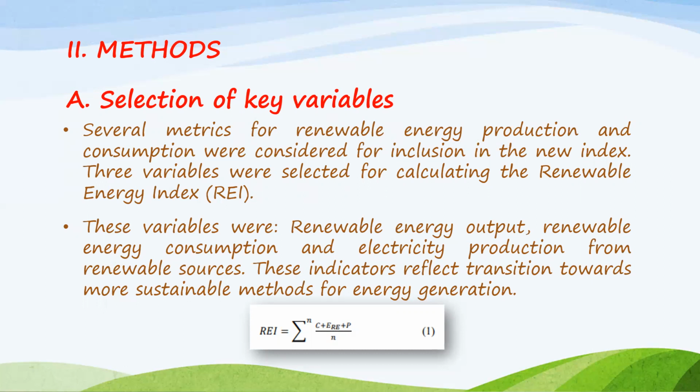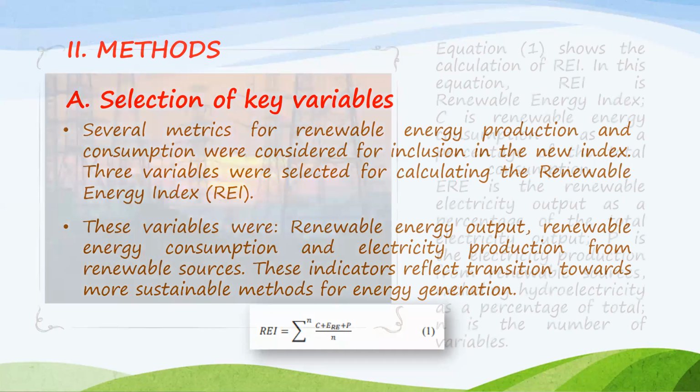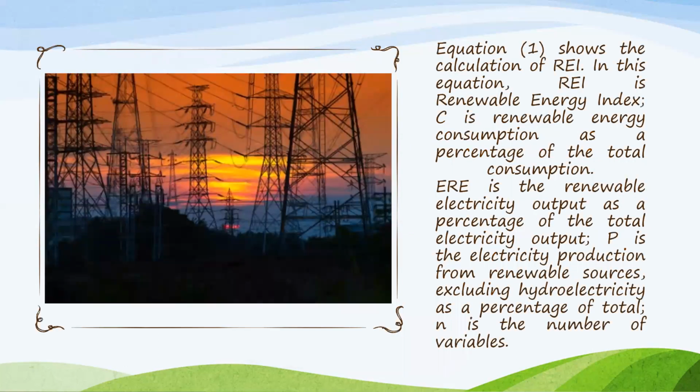So here is the formula which is used to calculate the renewable energy index. The above equation shows the calculation of the renewable energy index. In this equation, C is renewable energy consumption as a percentage of total consumption. ERE is the renewable electricity output as a percentage of total electricity output. P is the electricity production from renewable sources excluding hydroelectricity as a percentage of total. N is the number of variables.